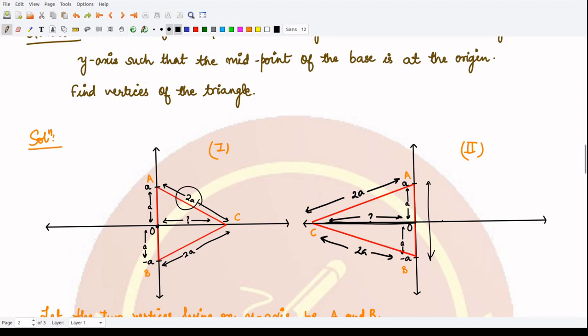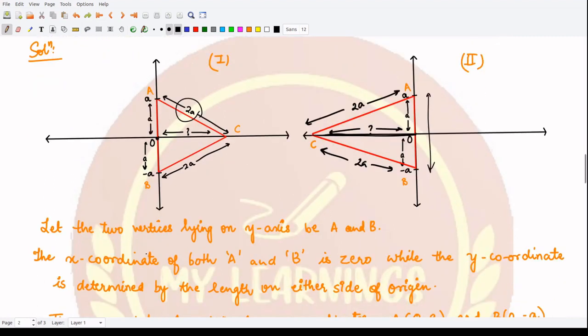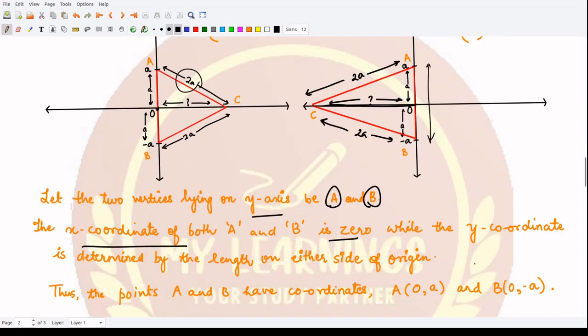This is what I have written over here. If we have our vertices lying on the y-axis and we call them A and B, then the x-coordinate of both A and B would be 0, because they lie on the y-axis. The y-coordinate is determined by the length on either side of the origin. You know the length, it is a and a. So the coordinates are (0, a) and (0, minus a).